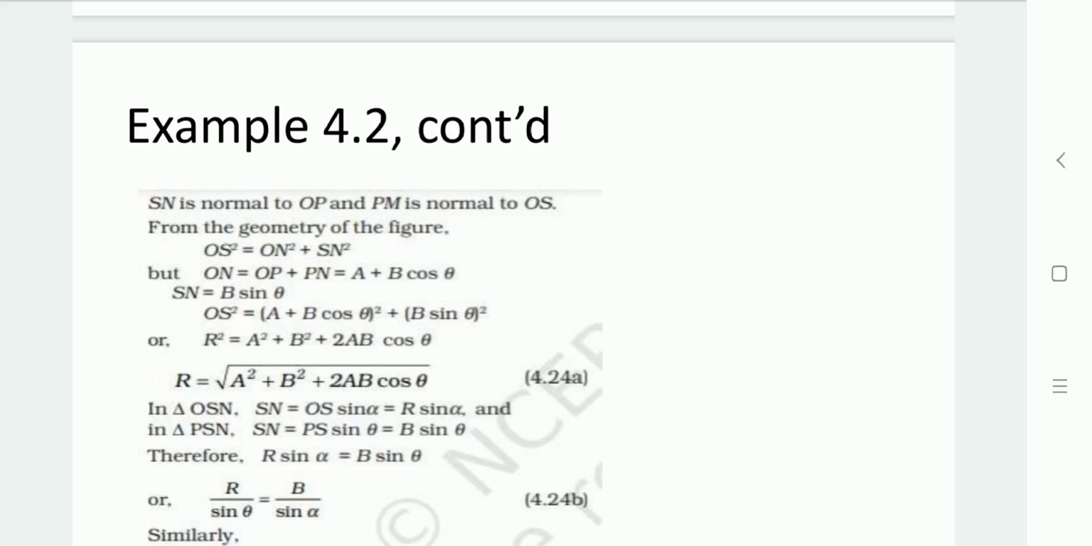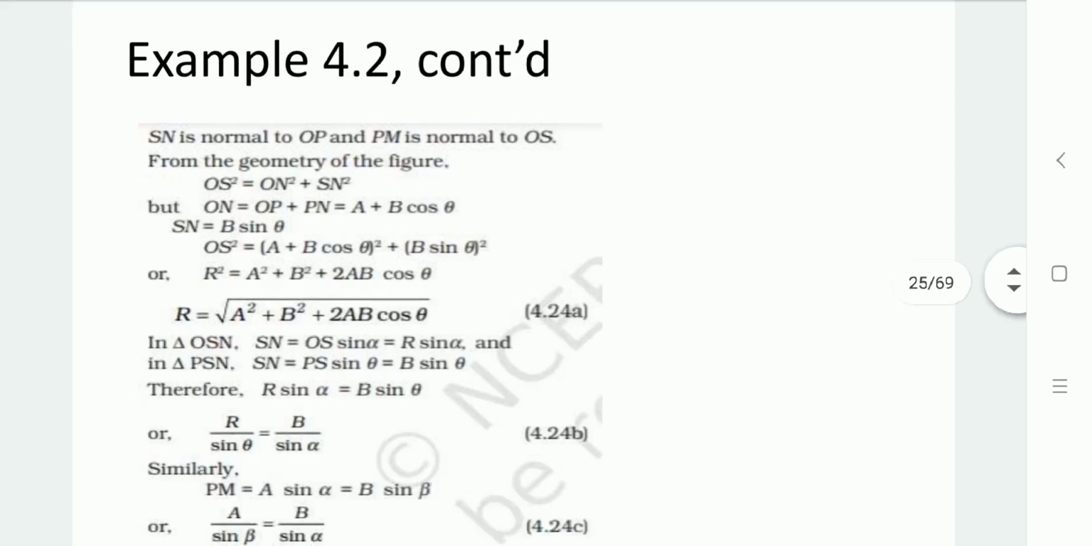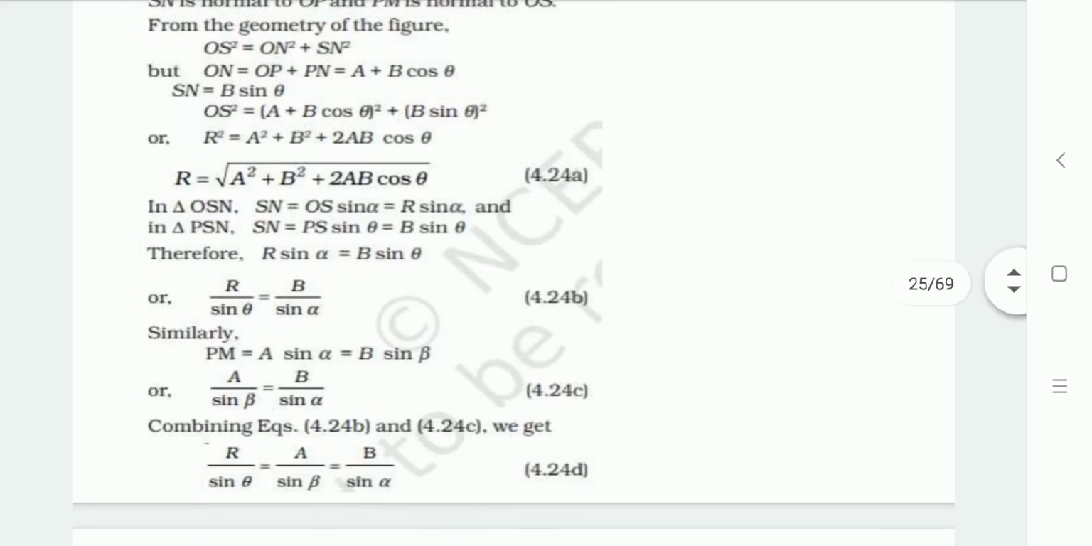So OS square equals (A plus B cos theta) whole square plus (B sin theta) square. So R square equals A square plus 2AB cos theta plus B square sin square theta. Take B square common. So in the bracket we have cos square theta plus sin square theta, which is 1. So the resultant value is A square plus B square plus 2AB cos theta. So R equals the square root of A square plus B square plus 2AB cos theta. So here we have the magnitude.